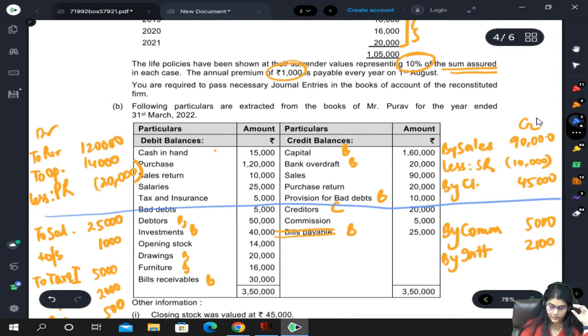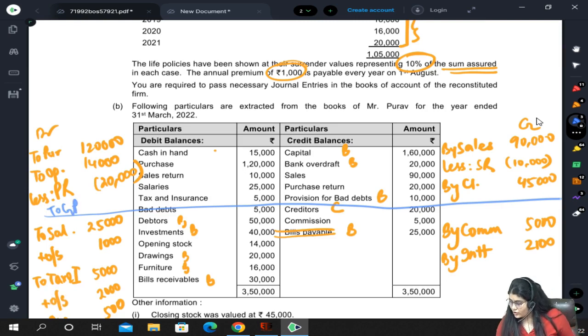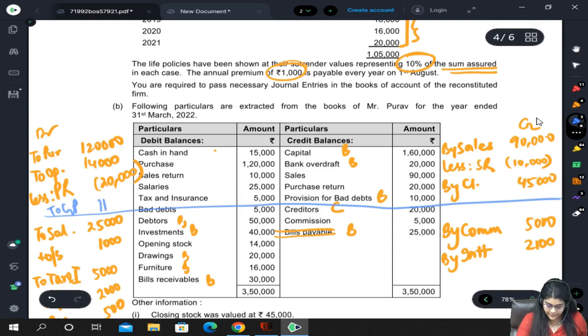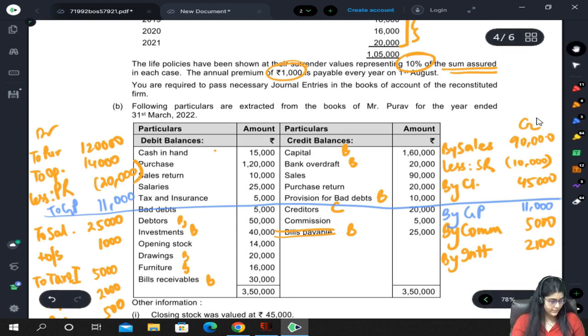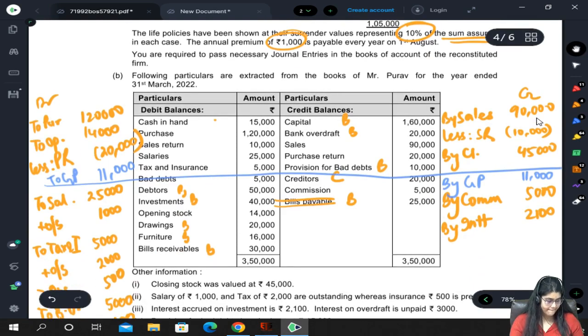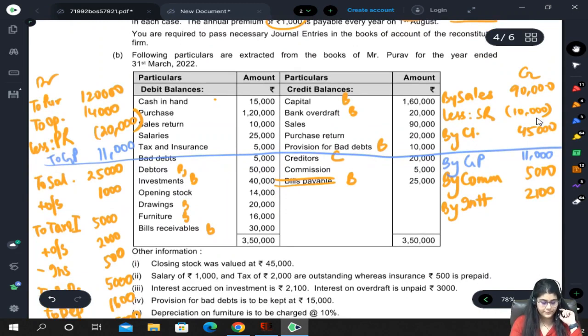This is our trading account. Gross profit coming as, I'm just checking from here once, 11,000, right? Gross profit coming as 11,000. Okay. So, trading account is done. Next, coming to the PL account.